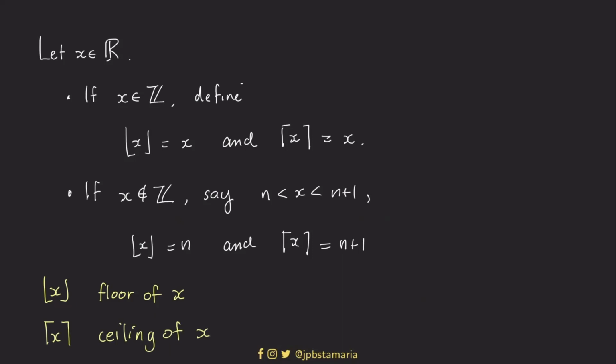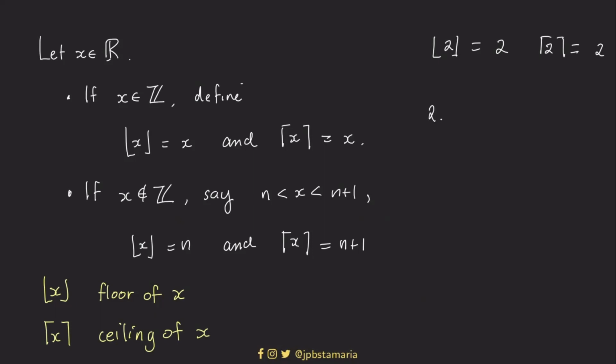Yeah. Sige nga, example tayo kung naintindihan niyo yung floor at ceiling. O sige, anong floor ng 2? Siyempre 2. Anong ceiling ng 2? 2. 2 rin. O, same integer. Pag integer ang number, ang floor at ceiling, same integer. Okay? Nagkakaiba yung floor at ceiling kapag hindi integer yung number.